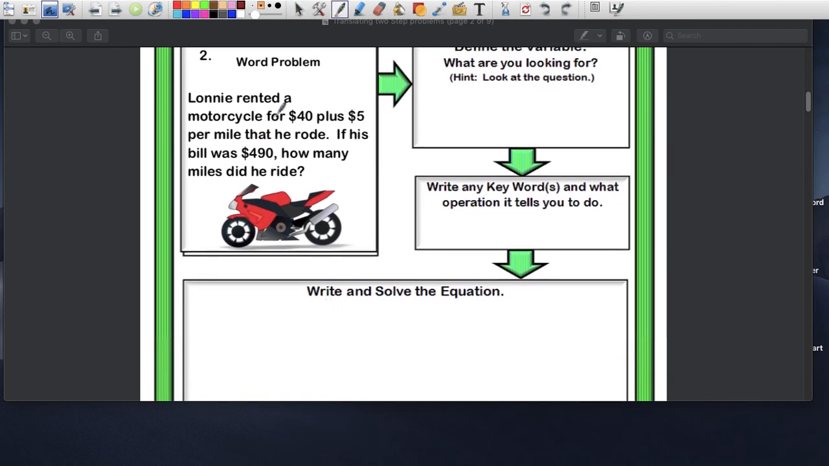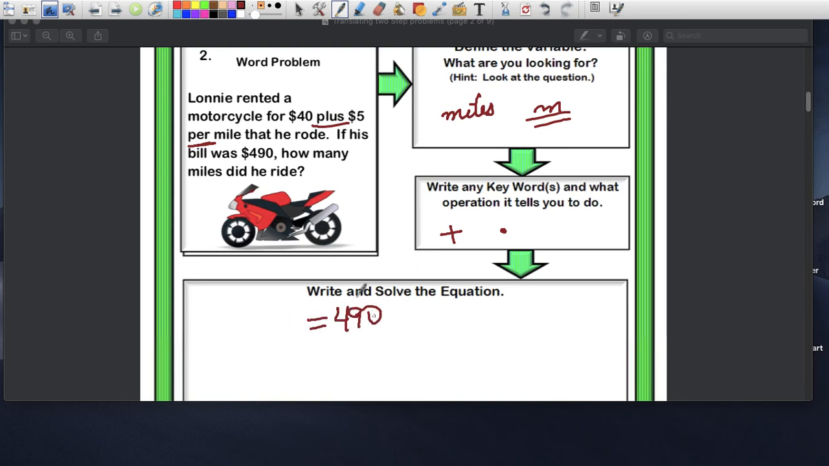So this one is like that other problem from the first section. He rented a motorcycle for $40 plus $5 per mile. I'm looking for how many miles, so I'm going to use M as my variable. There's a plus there, so that means addition to me. Per means multiplication, right? Those two operations are in my two-step equation. So the total was 490.